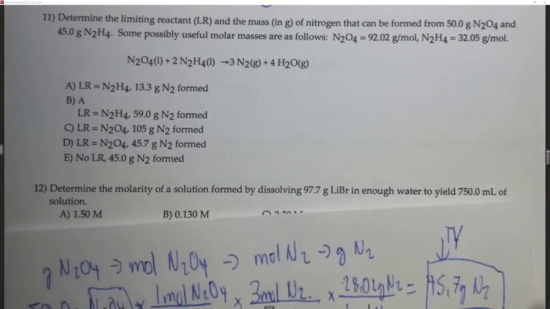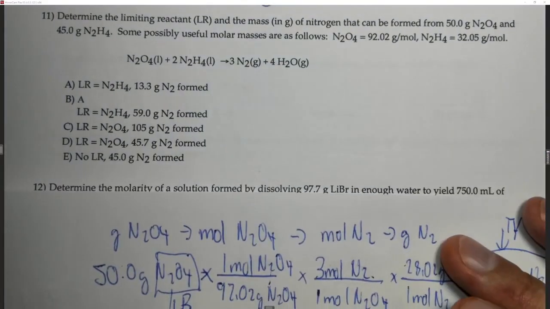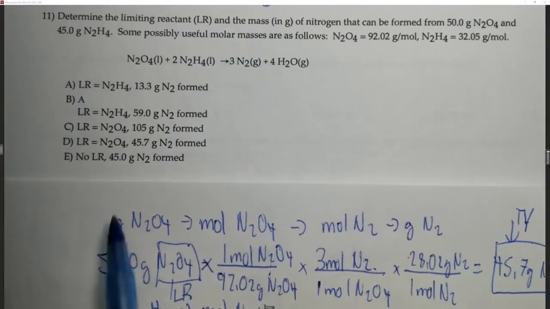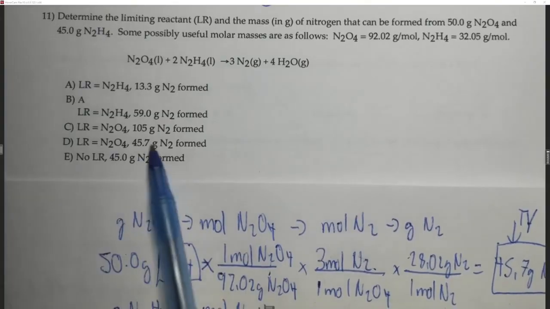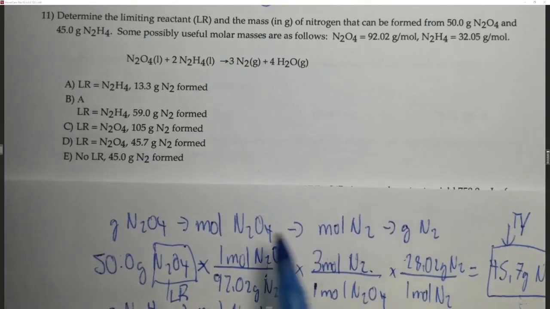So if we check our answers here, okay, the limiting reagent is N2O4, and the theoretical yield is 45.7 grams, which is choice letter D.